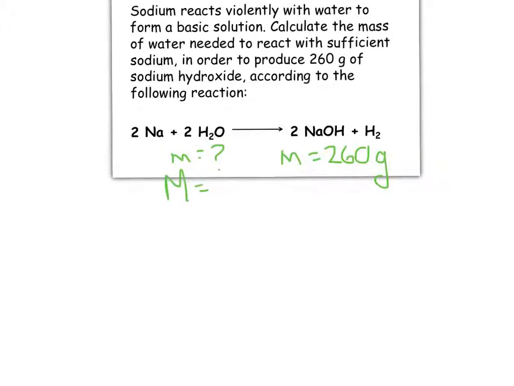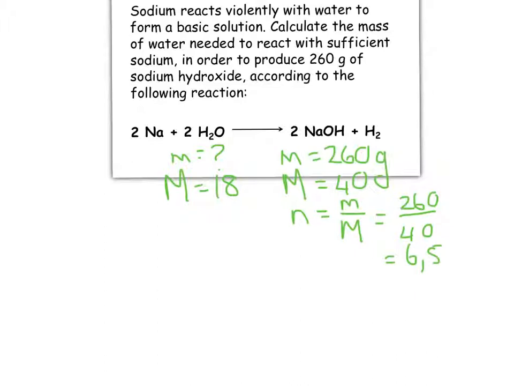The molar mass of water we actually just saw was 18 grams per mole, and the molar mass of sodium hydroxide is 23 plus 16 plus 1, so it becomes 40 grams per mole. I've got more information about the sodium hydroxide than I do about the water. Number of moles is mass over molar mass. That's on your information sheet, which is going to be 260 divided by 40, and that comes out to be 6.5 moles.